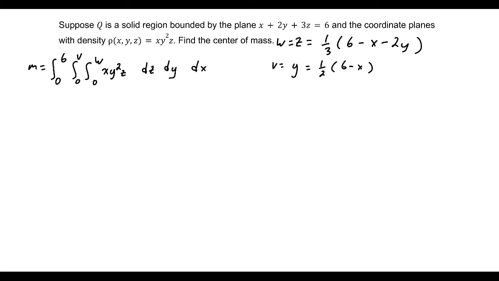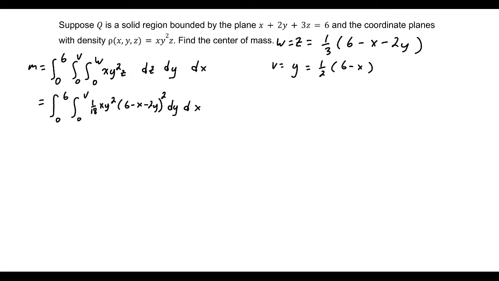That's our function. Now, there's a lot of algebra I'm going to skip as we go through here because these are things we should be able to do. Once we find the antiderivative with respect to z and evaluate our endpoints, this becomes the integral from 0 to 6 with respect to x, of the integral from 0 to v with respect to y, of the function 1/18 times x y squared times (6 minus x minus 2y) squared.